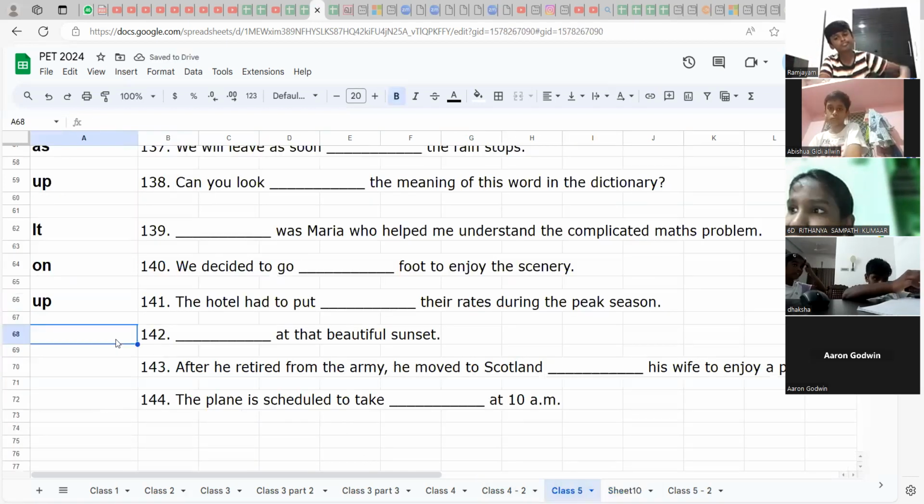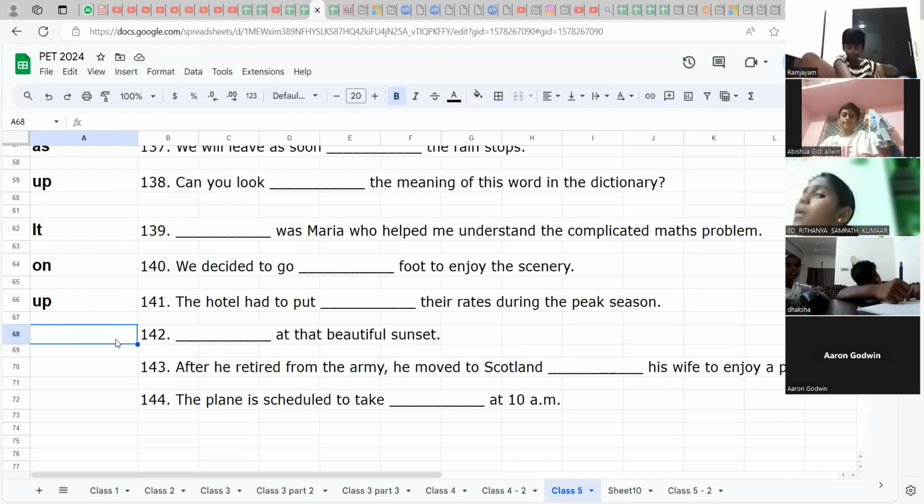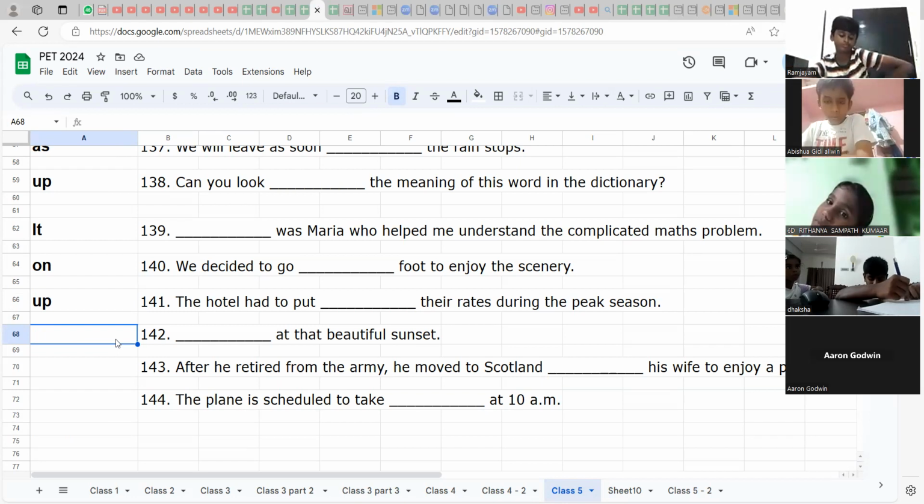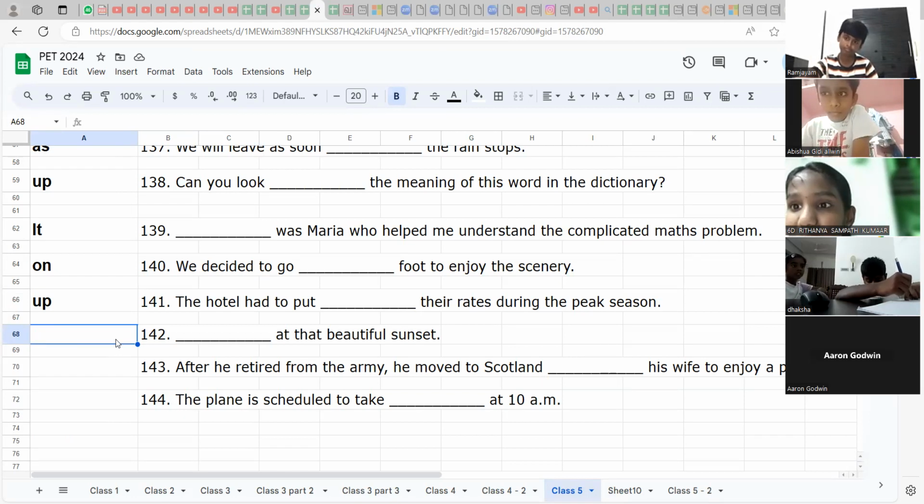Question 142: That at the beautiful sunset. You are having an at. Why are you going with any other word? Only one word with four letters. Sir, even at that beautiful sunset. No, look at that, the verb is missing. It has to be a verb. Sir, when? When is not a verb.